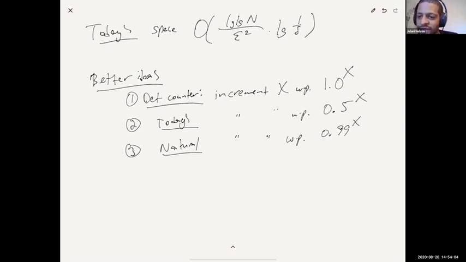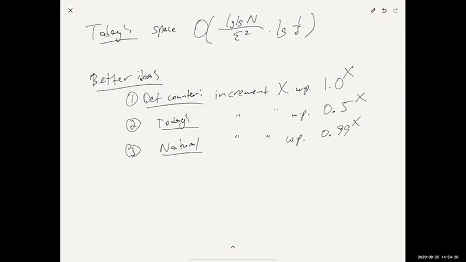So going from 0.5 to the x to 0.99 to the x, should that increase my memory or decrease my memory? Anyone just unmute yourself and say it. Increase, right? Because I'm incrementing it more often, so I'm storing a bigger number. So I'm probably using more memory.